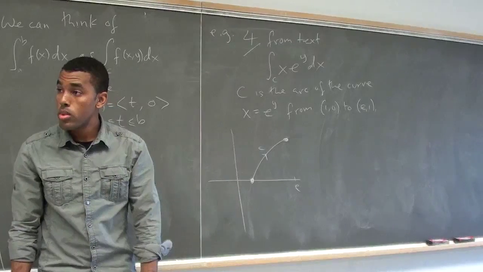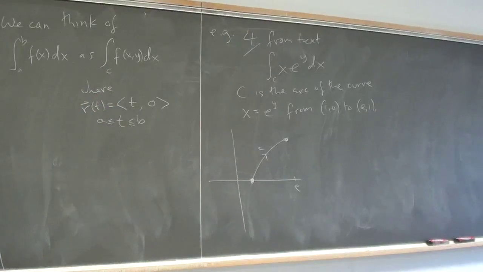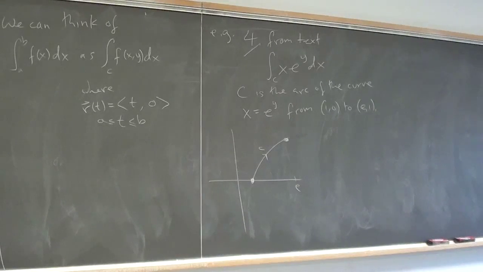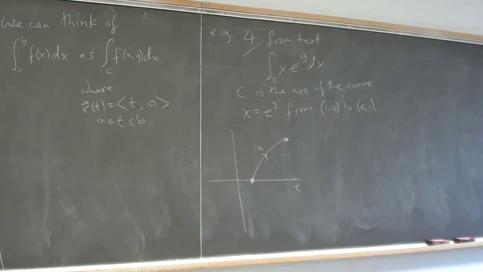Yes? Wait, so when you're parameterizing a curve like that, you can do it in either of two ways. You can make y as t and then x as e to the t, or you can make x as t and y as ln of t. Yeah, you could do it either way. It doesn't matter.